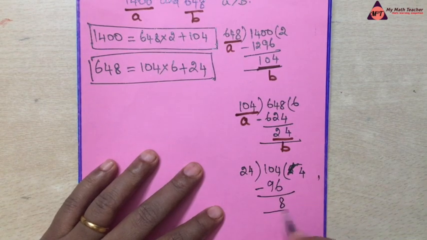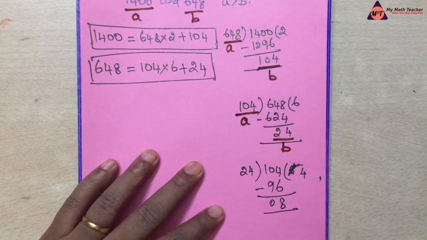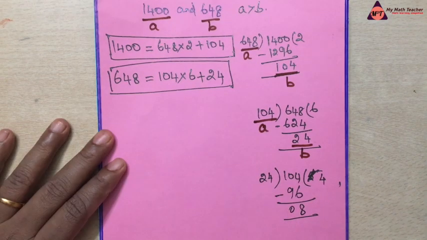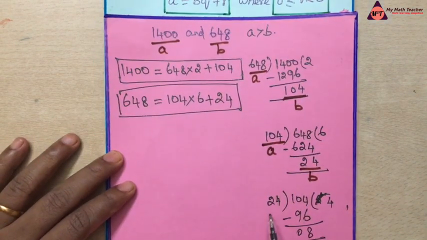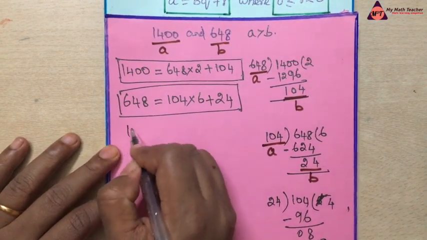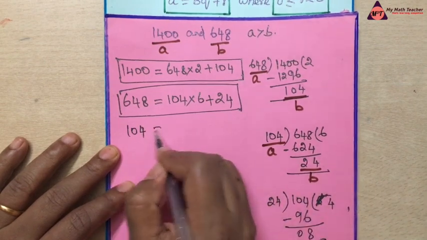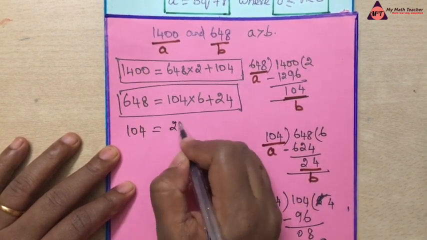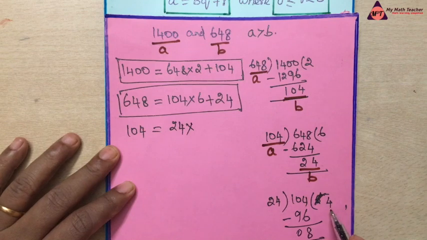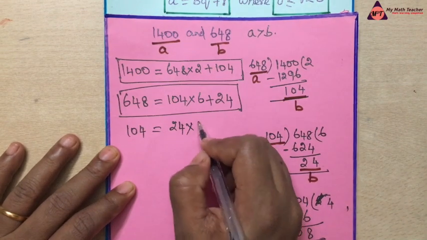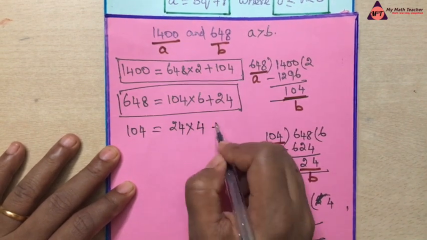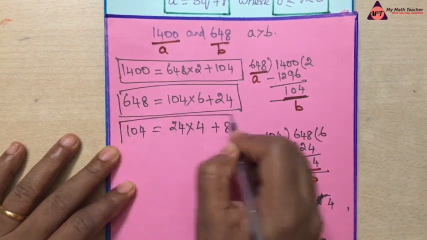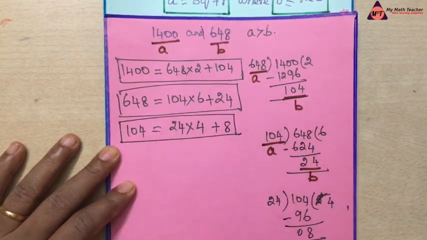Now the remainder is here 8. Again, now this is A. What is A here? A is 104. And what is B here? B is 24 multiplied by this number. What is 24 multiplied by the quotient 4 plus the remainder? Remainder is again here 8.